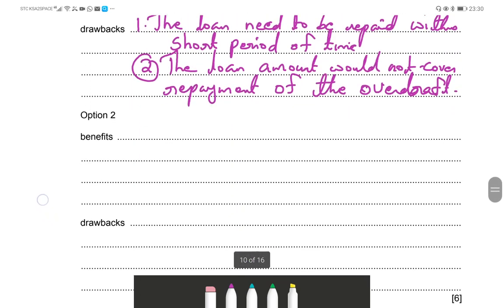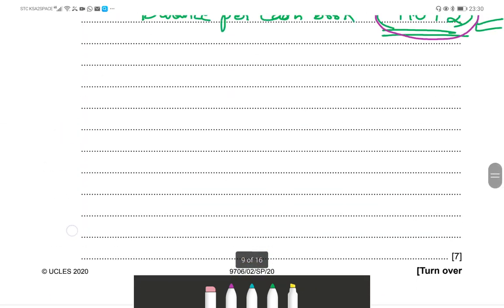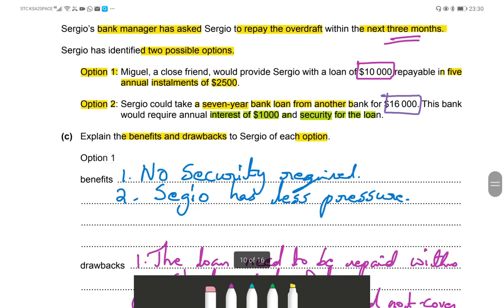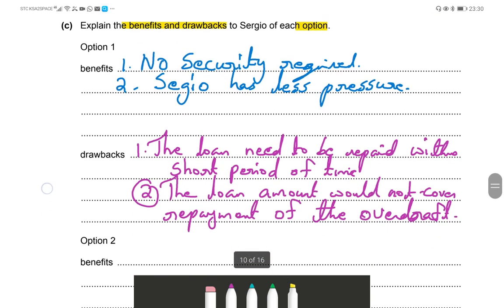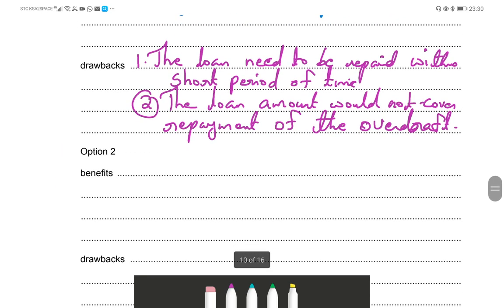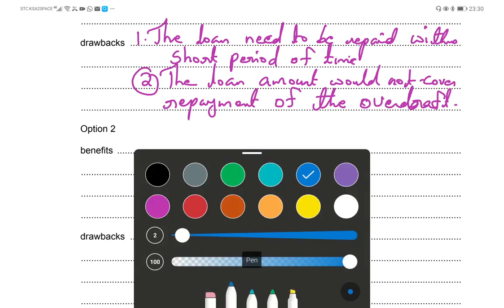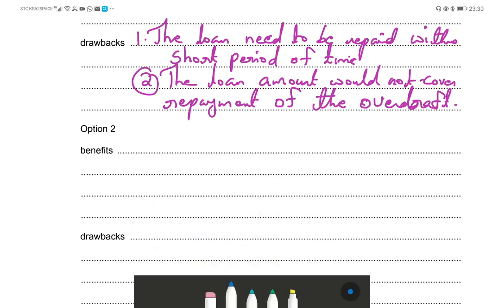So we can move to the second option. Second option was from the bank. How much? 16,000 loan, but they want interest, they want security, 7 years bank loan. So what is the benefit? Benefit 1, more time, a longer time to repay the loan. They are given 7 years, longer time to repay the loan.